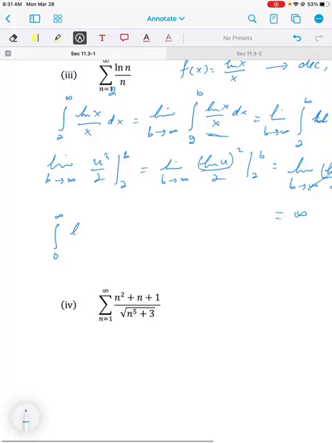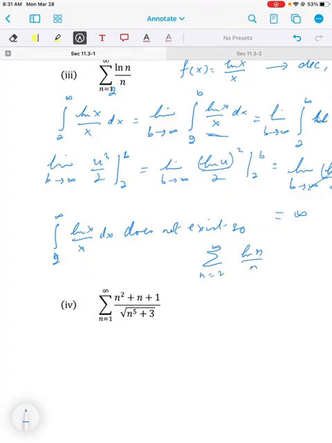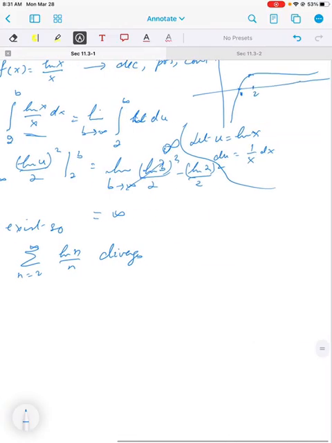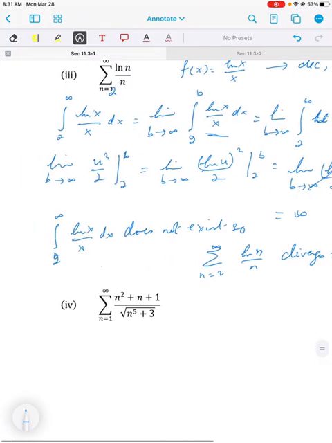So we say this integral does not exist. So the summation n equals 2 to infinity of ln of n over n diverges. And this is by the integral test.